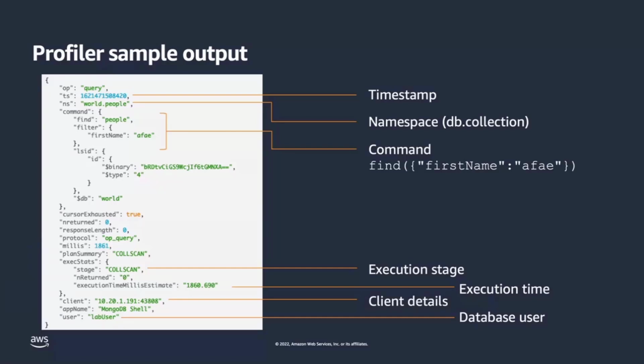You see the IP address that the request came from. You see the app name, which indicates Mongo shell. So we know somebody was executing this find command from Mongo shell, and it was user labuser. So very detailed output there. But one thing you'll notice that is not included is the results of that find command. All right, so we don't log what results were returned. We just log that it was a find, there was a filter on first name equals AFAE.